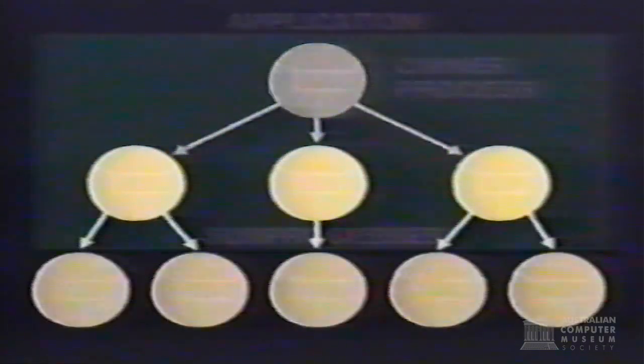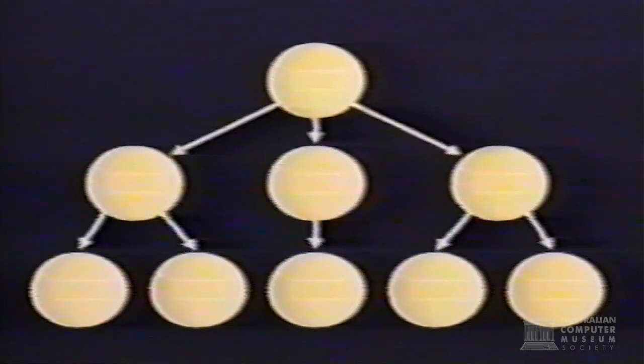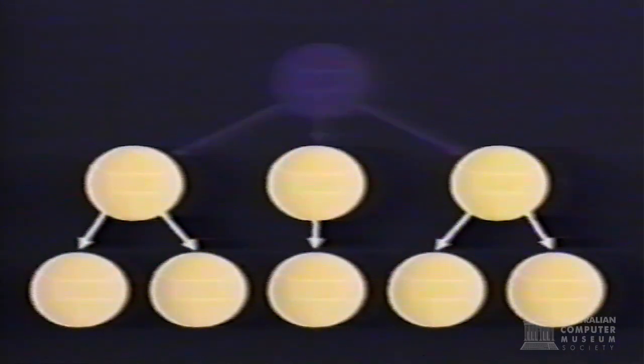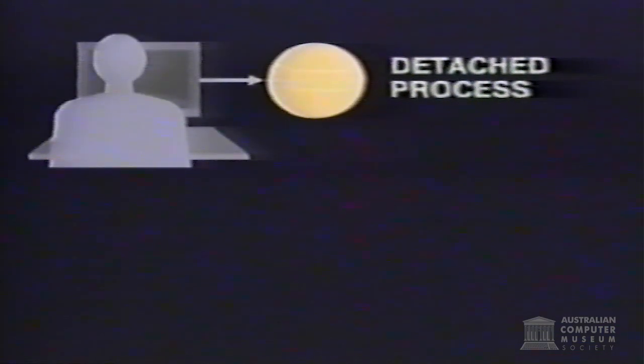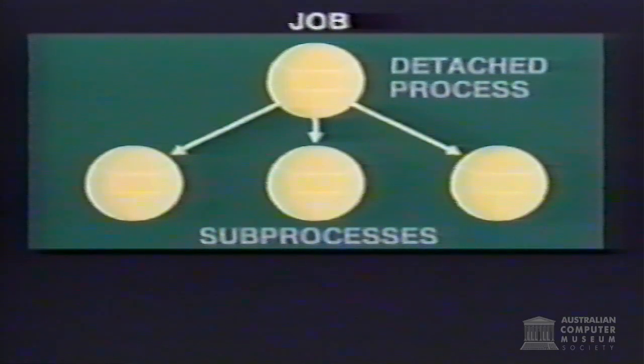A sub-process may create its own sub-processes. It is quite possible to have a hierarchy of owner processes and sub-processes. Whenever an owner process terminates for any reason, all of its sub-processes must terminate also. A process which has no owner is called a detached process. For example, when a user logs onto the system, a detached process is created for the user. A detached process, together with all of its sub-processes, is called a job.